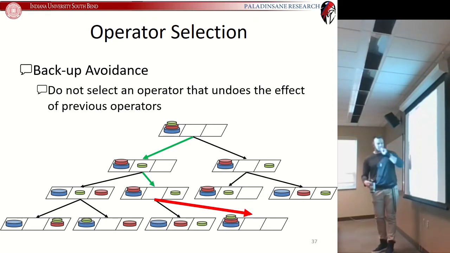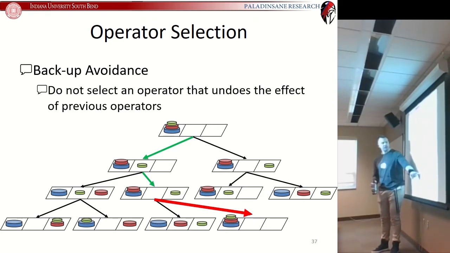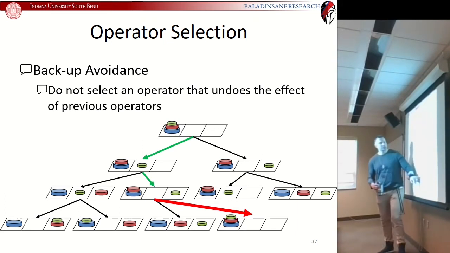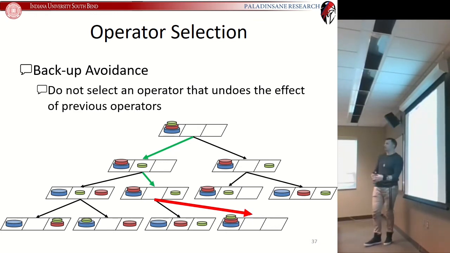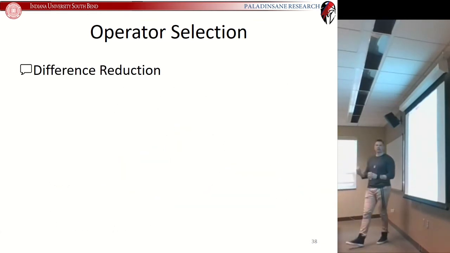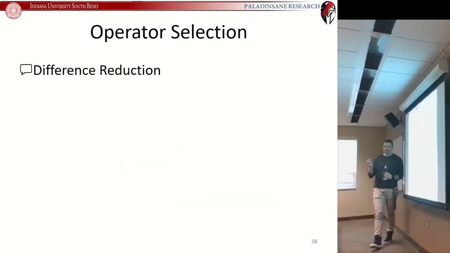You don't even think of that. So for most of you, if you're doing the Tower of Hanoi and you ended up at this location here, most of you wouldn't even think of putting that green disc back on top and just restarting it, because this operator here, even though it's a legal move, would undo the effect of all your previous operators. And we, as a heuristic, as a strategy, have that idea that we want to avoid this backup, this undoing of operators. That's known as backup avoidance. Another thing that we do is called difference reduction.